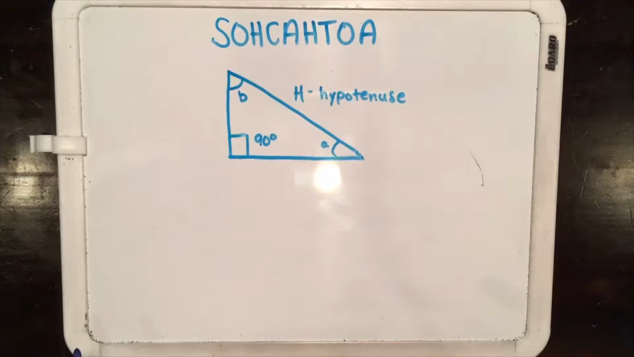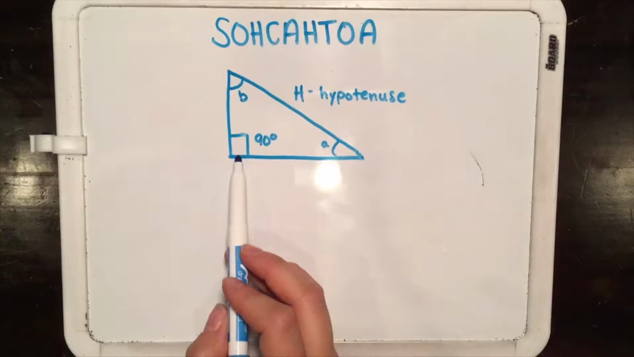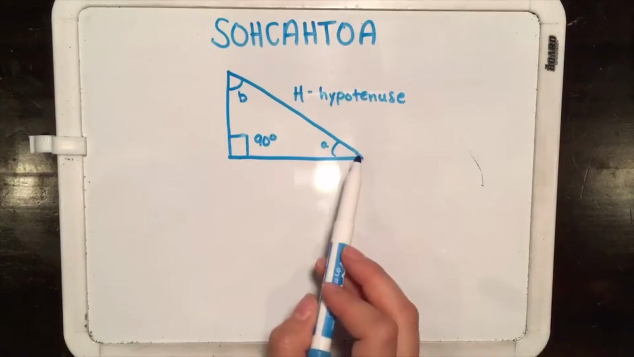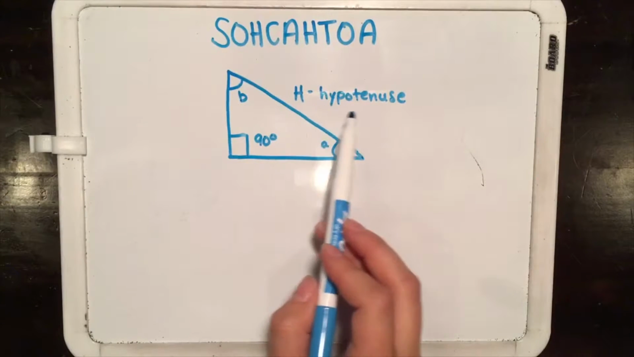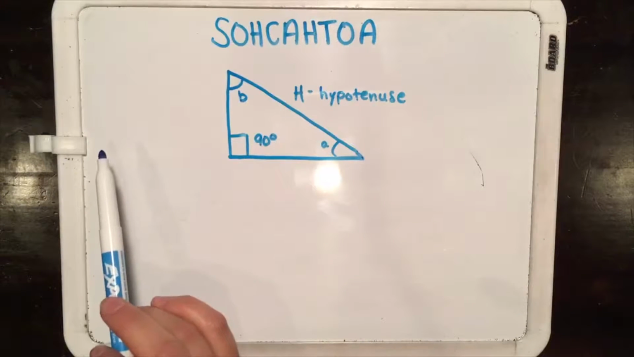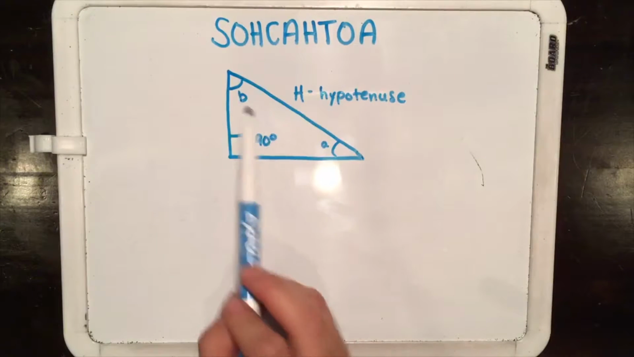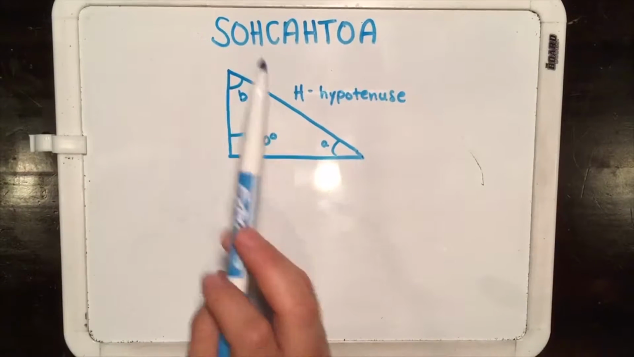Sohcahtoa is an acronym that represents trigonometric ratios in a right triangle. So we have a right triangle here, has a right angle of 90 degrees, and we know that the side across from the right angle is known as the hypotenuse. That is h in the acronym. And then we have two angles that we're working with, angle A and angle B.